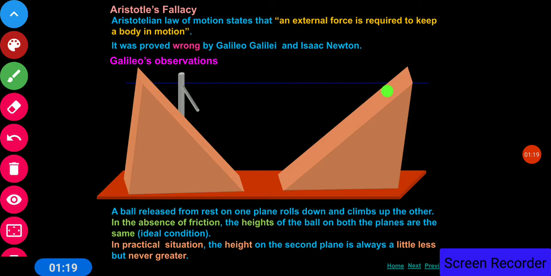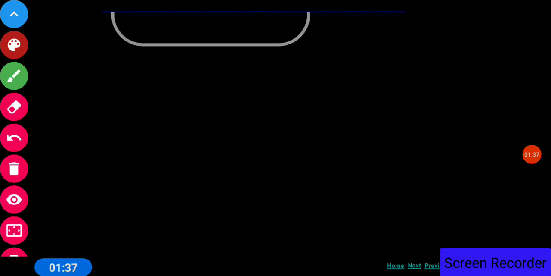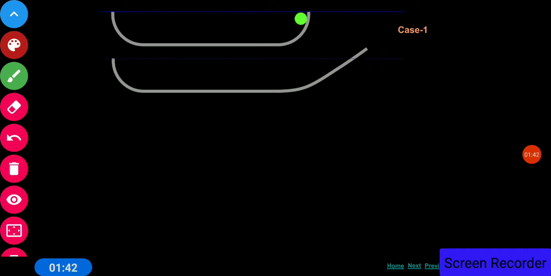So this was Galileo's observation, that when the ball is released from one plane, it climbs up the other plane to the same height in the absence of friction. Then he showed this experiment. In case 1, he dropped the ball and found that the ball climbed up the second plane up to the same height.